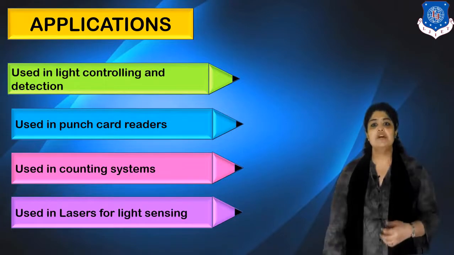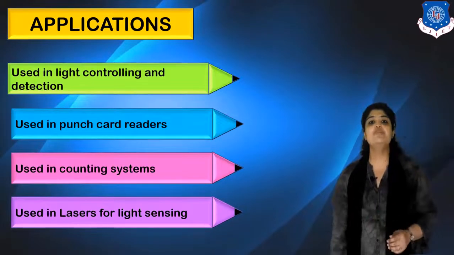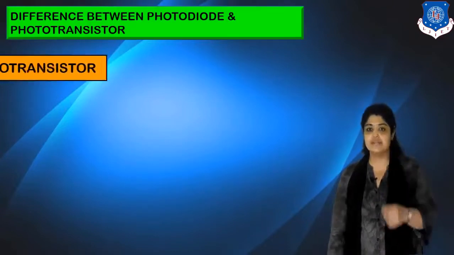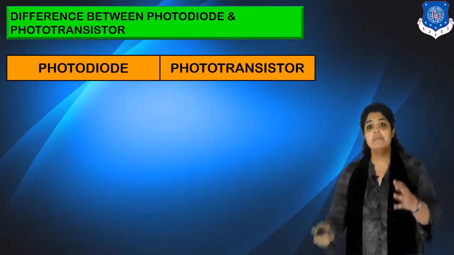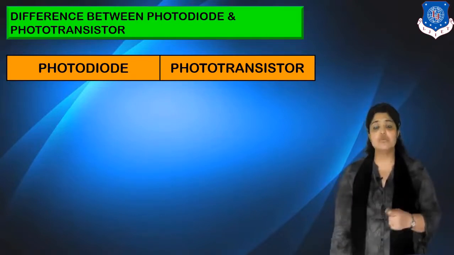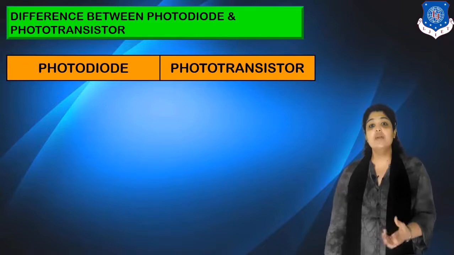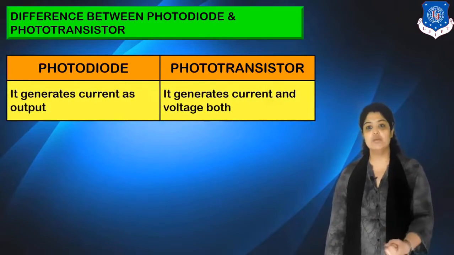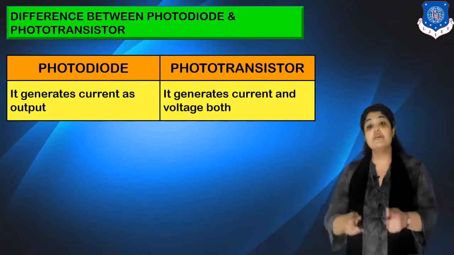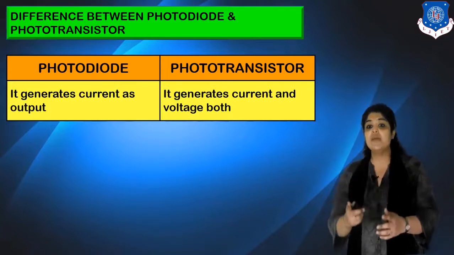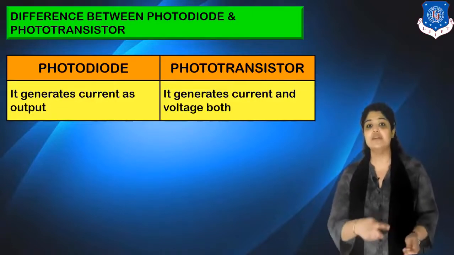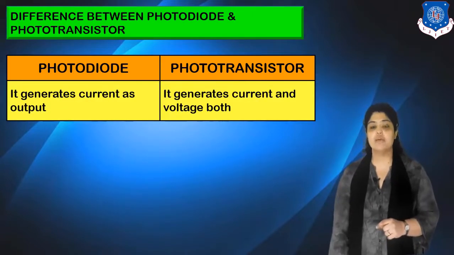Now let us have a look at the comparison between a photodiode and a phototransistor. Both of them absorb light, but let's see what the basic differences between the two are. Starting with the first one, a photodiode only generates current as an output, whereas a phototransistor generates both current and voltage. Because if the current between collector and emitter varies, there will be a voltage across the two. That is what makes it different from a photodiode.